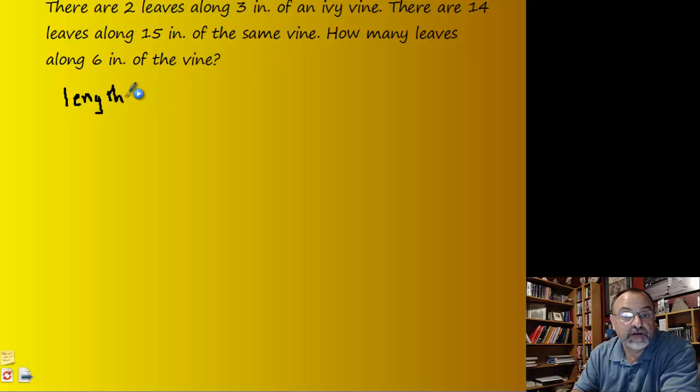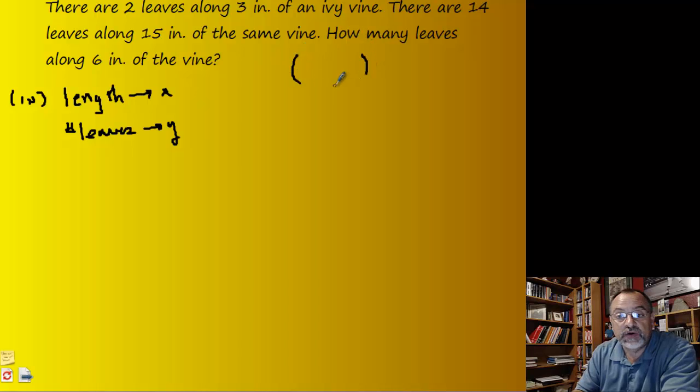So the length is going to be my x, and I need to always give units, that's going to be in inches. And then the number of leaves is going to be my y, okay? And that's just measured in numbers. So I'd establish that. Now as I read the problem, I know where to put my x and my y. The length is my x, 3 inches, and the number of leaves, 2, is my y. The second description here, 14 leaves, that's my y, and 15 inches, that's my x.